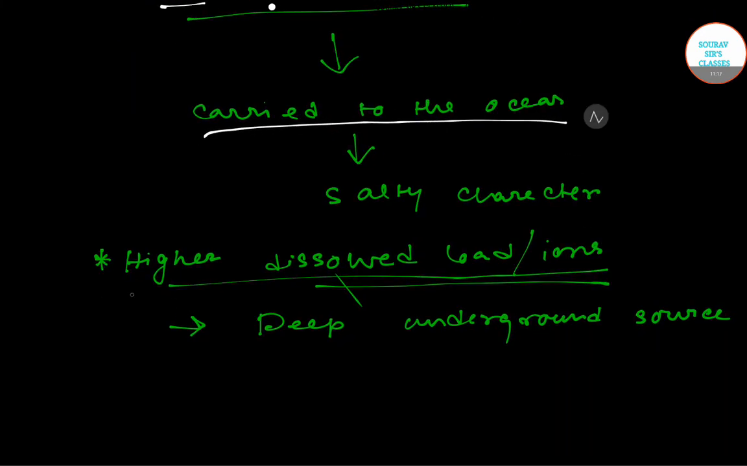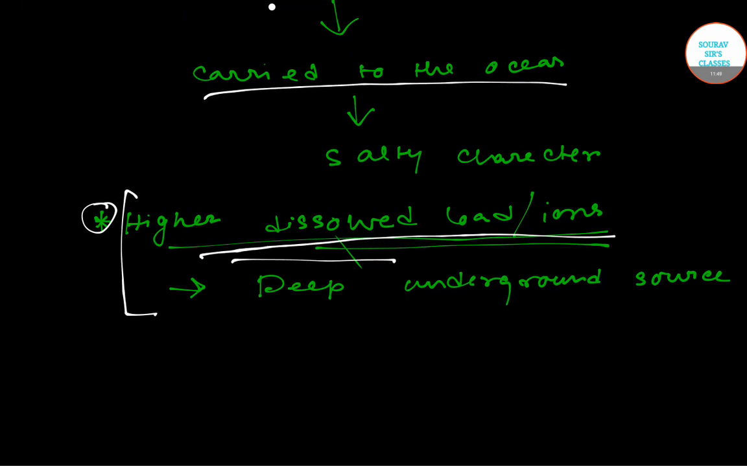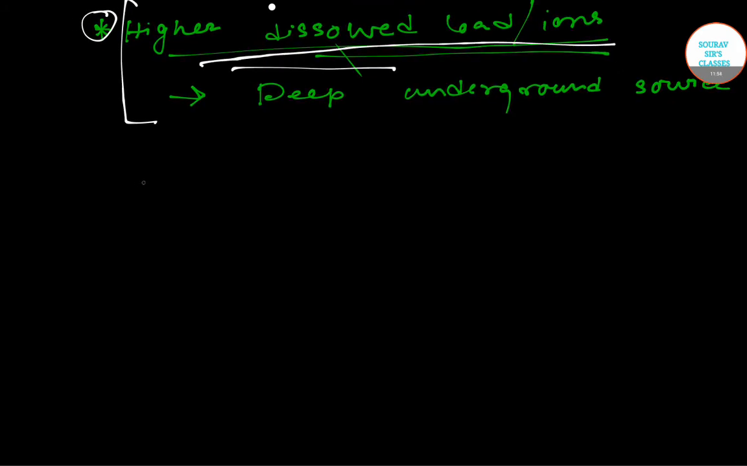And then I can say one thing, that in this bullet point I have already written the higher dissolved load or the ions. That is mainly what this bullet implies, that when the source is deep underground, the proportion of dissolved ion is higher. So this was all about the dissolved load. Now another thing, that is about the sediment transport and deposition.